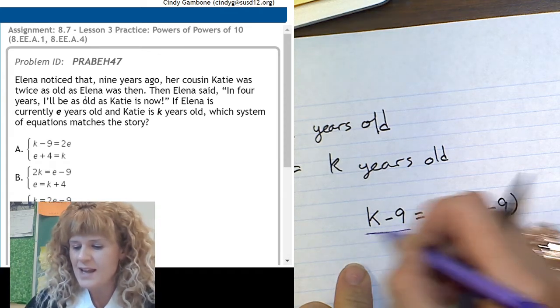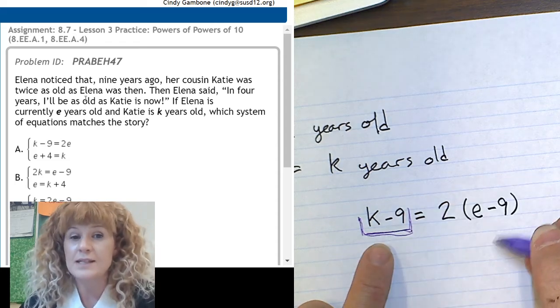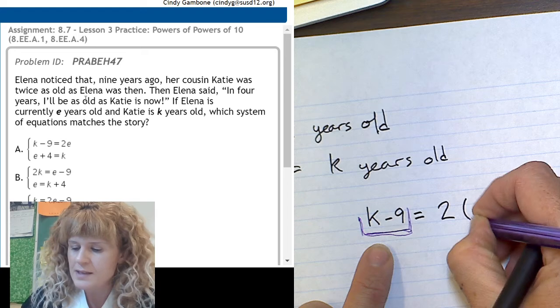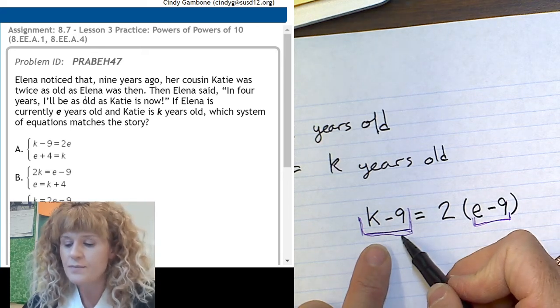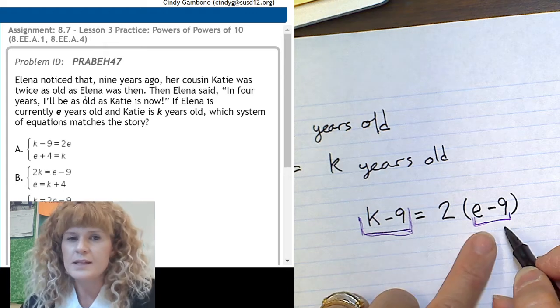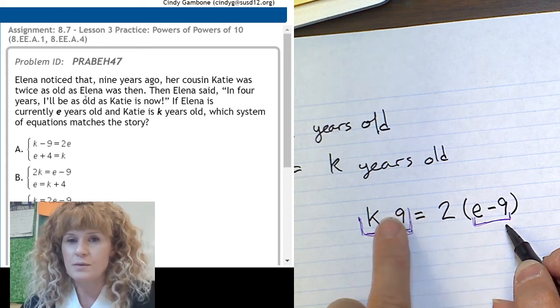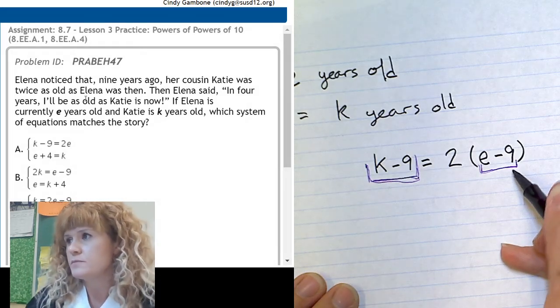So Katie's age 9 years ago. K minus 9 means Katie's age 9 years ago. And E minus 9 means Elena's age 9 years ago. So Katie's age 9 years ago was equal to Elena's age 9 years ago times 2. She was twice as old as Elena. That's one piece of information they gave you.